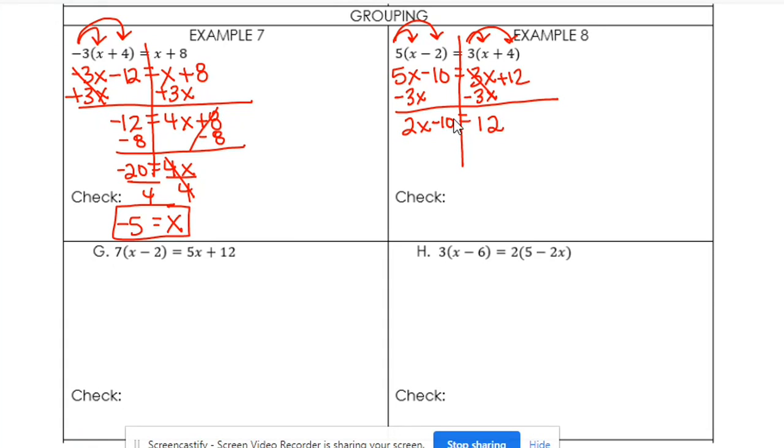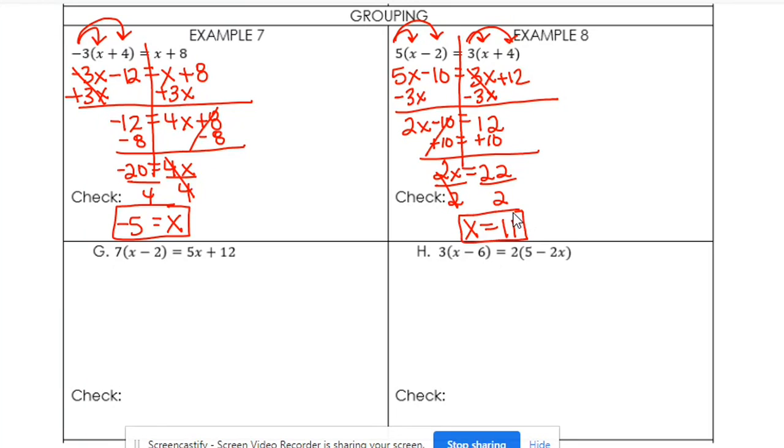Do we have constants on both sides? Yes. We have a negative 10. We're going to move that because it's on the side with the variable, so we're going to add 10 to both sides. Plus 10 and minus 10 cancel, leaving 2x, and 12 plus 10 is 22. Last step is to divide by 2. And 22 divided by 2 is 11.